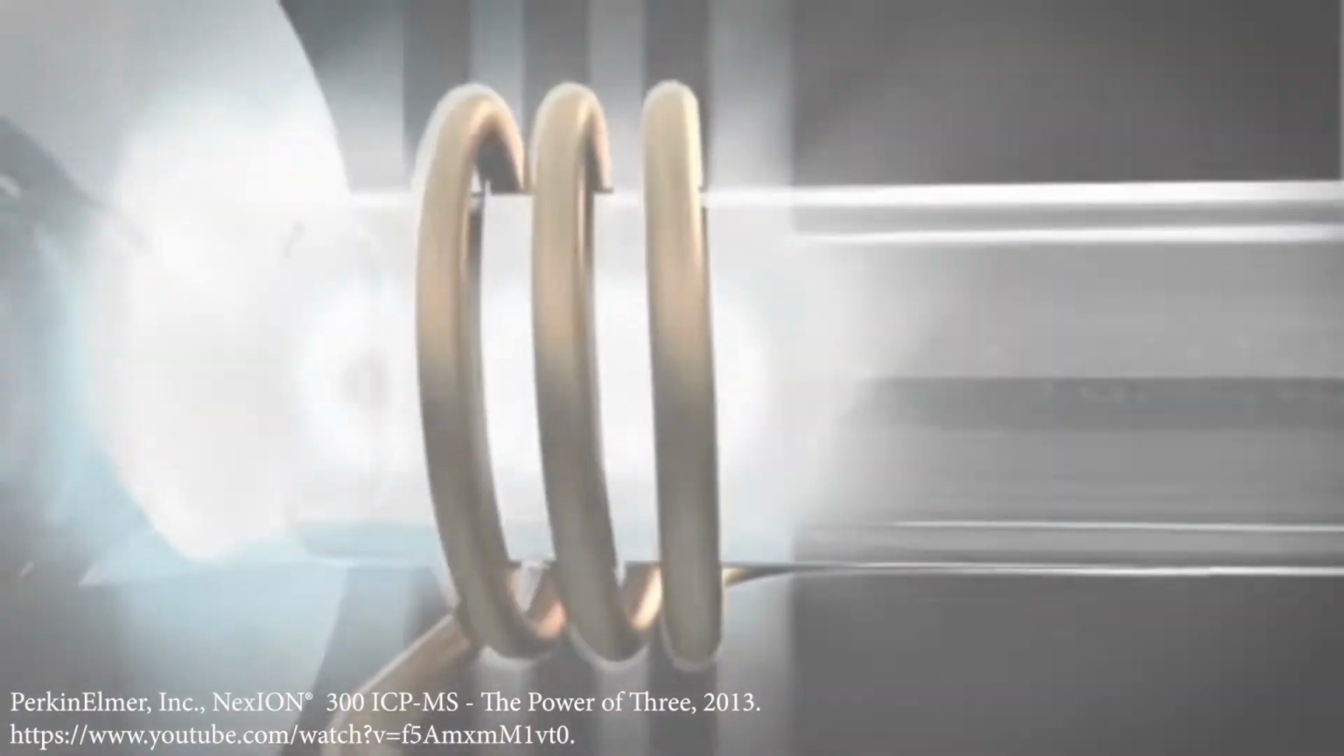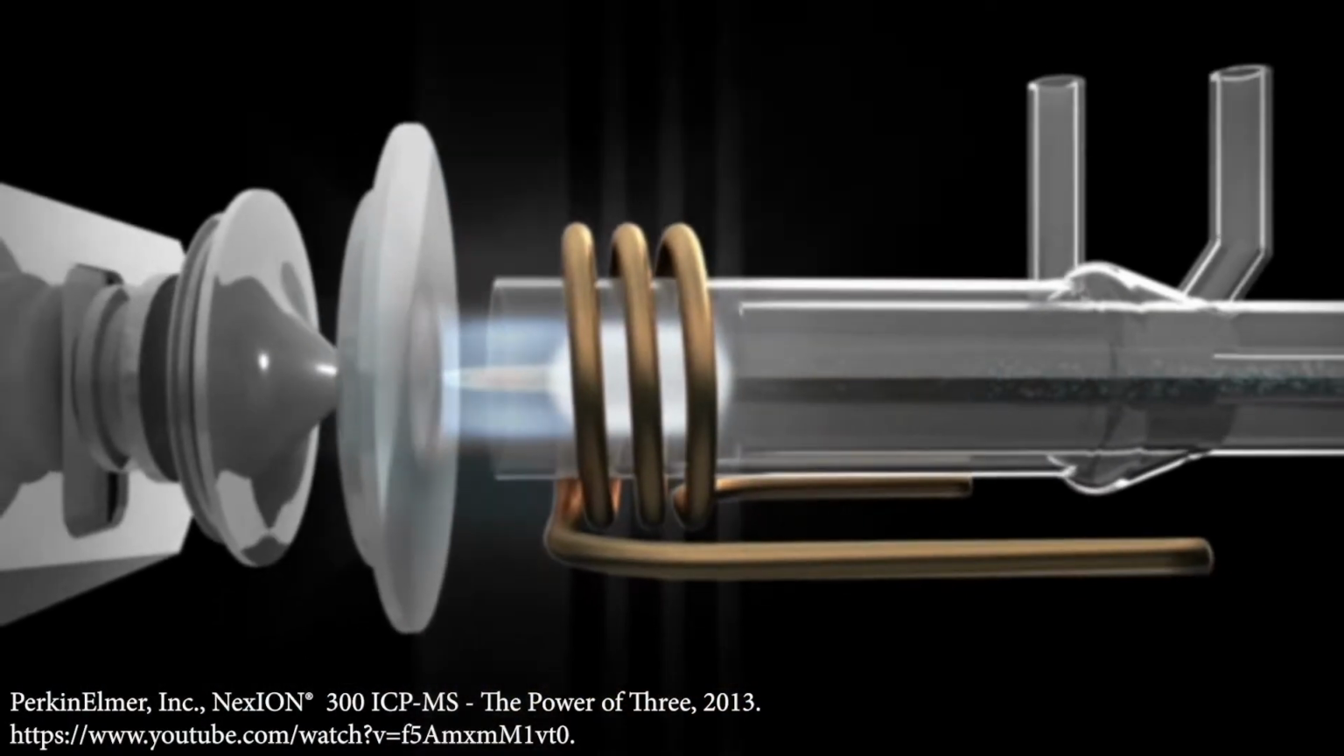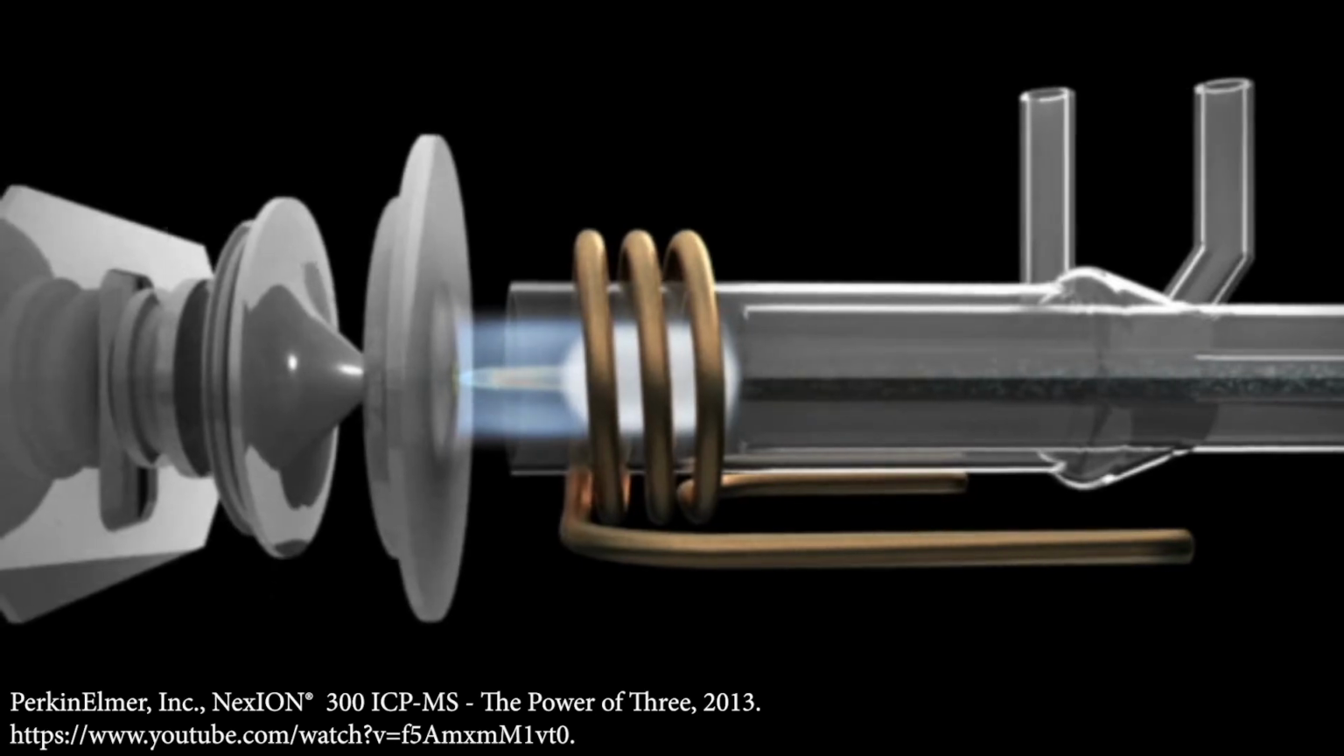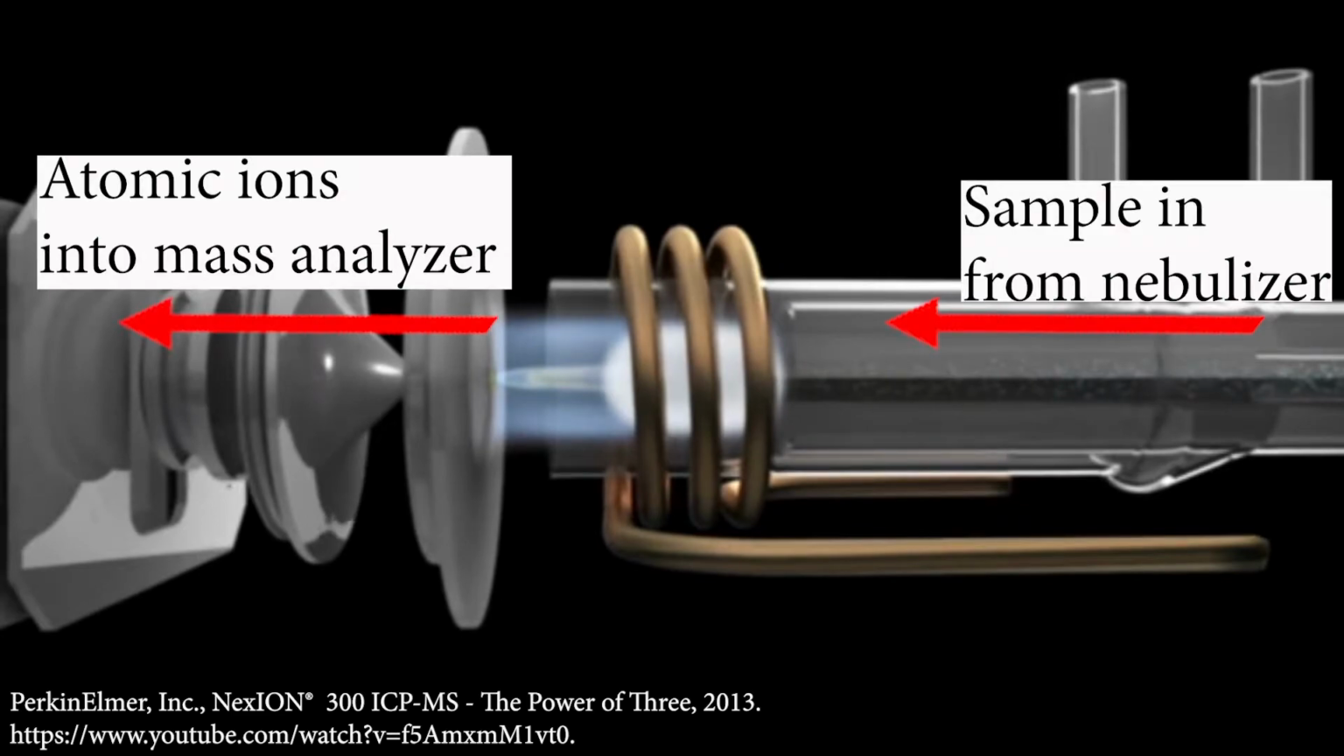So that torch wasn't for mass spectrometry, but there's an ICP torch. This is an animation where you take nebulized sample. It's not ionized yet, but you spray nebulized sample into the torch, and it just destroys it and turns it into these atomic ions. So sample in from the nebulizer, and then atomic ions in the mass analyzer. And these torches really can be as hot as the sun. They can get really, really hot.